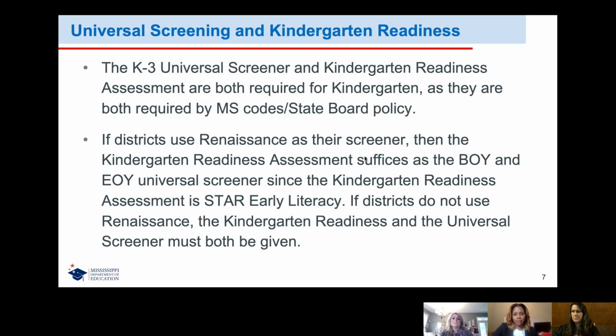Please note the second bullet. If districts use Readiness as their screener, then the Kindergarten Readiness Assessment suffices as the BOY and EOY universal screener, since the K Readiness Assessment is STAR Early Literacy. However, if your district chooses to use something other than Renaissance, the Kindergarten Readiness and the universal screener must both be given.